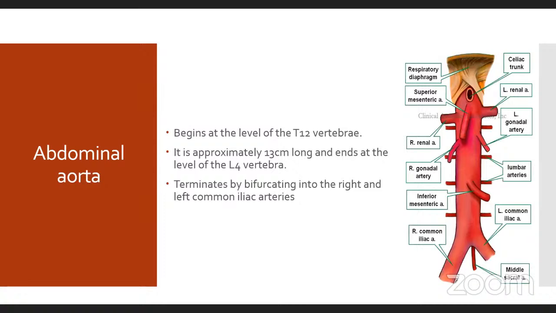The abdominal aorta begins at the aortic hiatus, as I said, at the level of T12. It is approximately 13 centimeters long. It gives rise to the lumbar, musculophrenic arteries, the renal and middle suprarenal arteries, and visceral arteries like the celiac trunk and the superior and inferior mesenteric arteries. It ends at the level of the L4 vertebra by bifurcating into the left and right common iliac arteries.